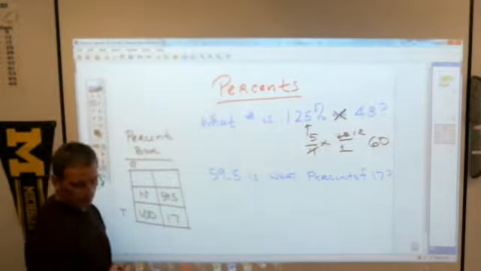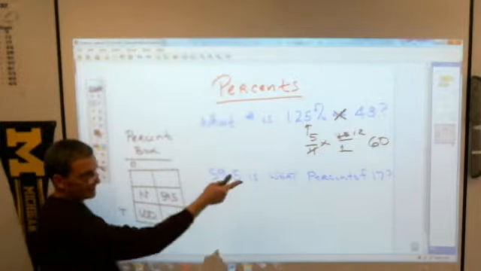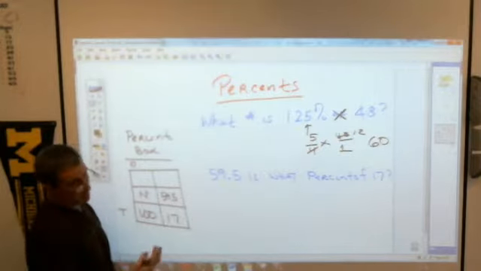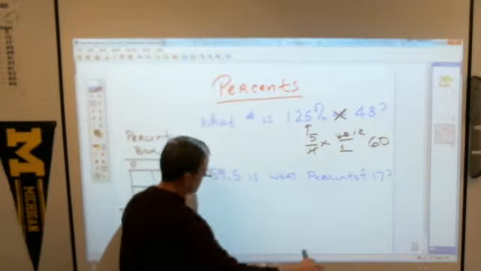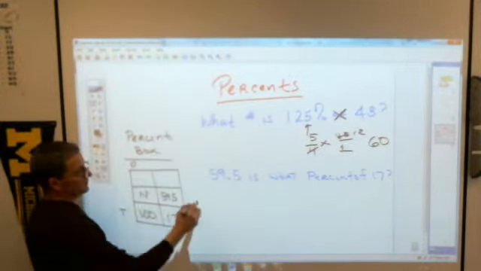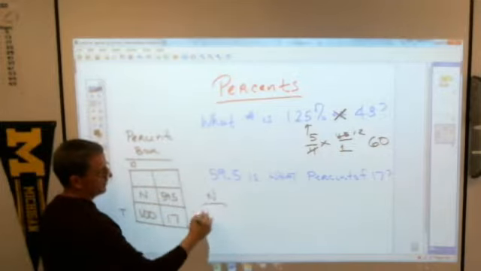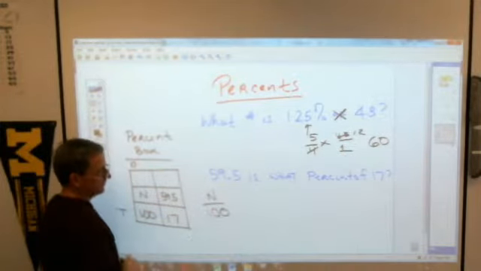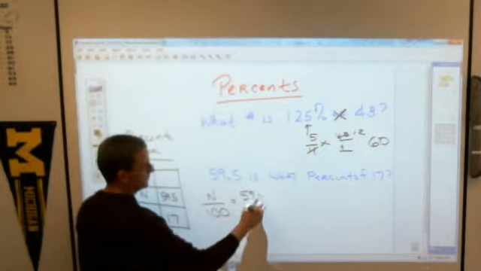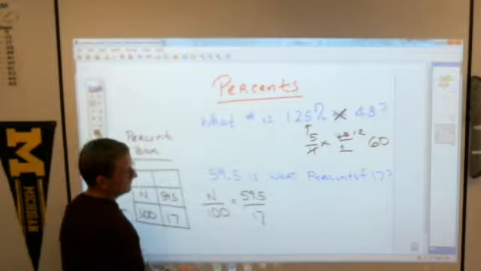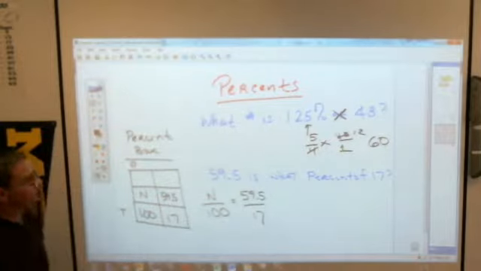Some of you may be looking at this and grinning or snickering because 59 is actually higher than 17, right? So your percent is going to be more than 100, because 17 is what percent of 17 would be 100%. So you're going to have something bigger. But let's see what it works out as a fraction. N over 100 equals 59.5 over 17.